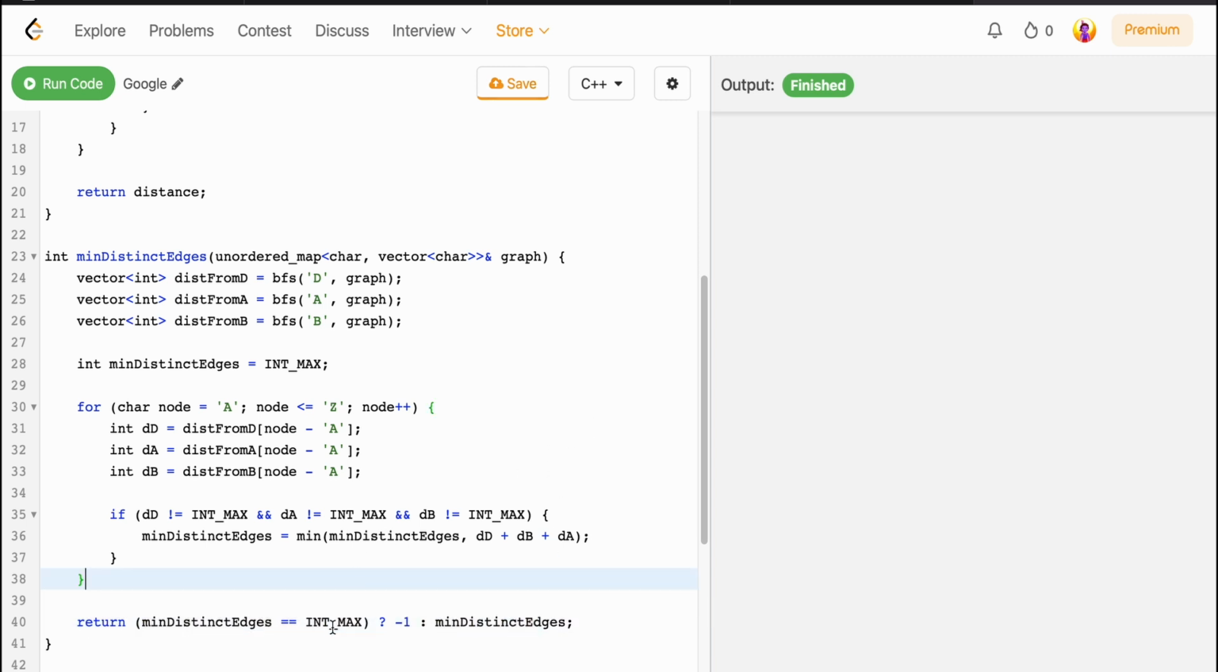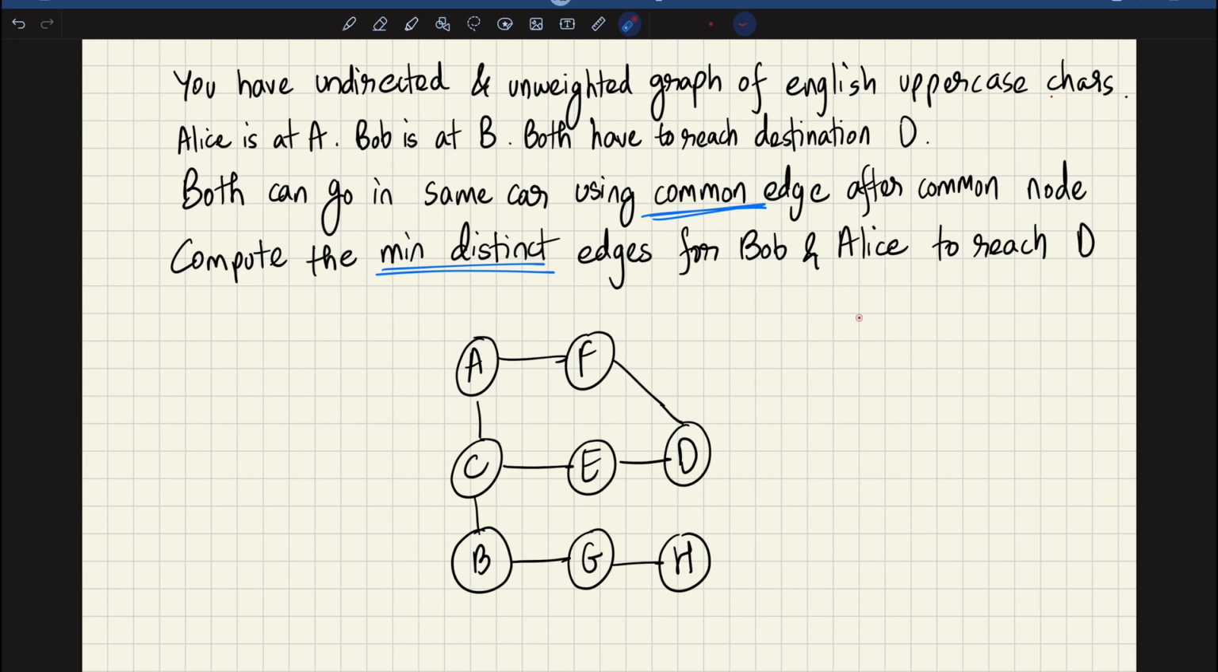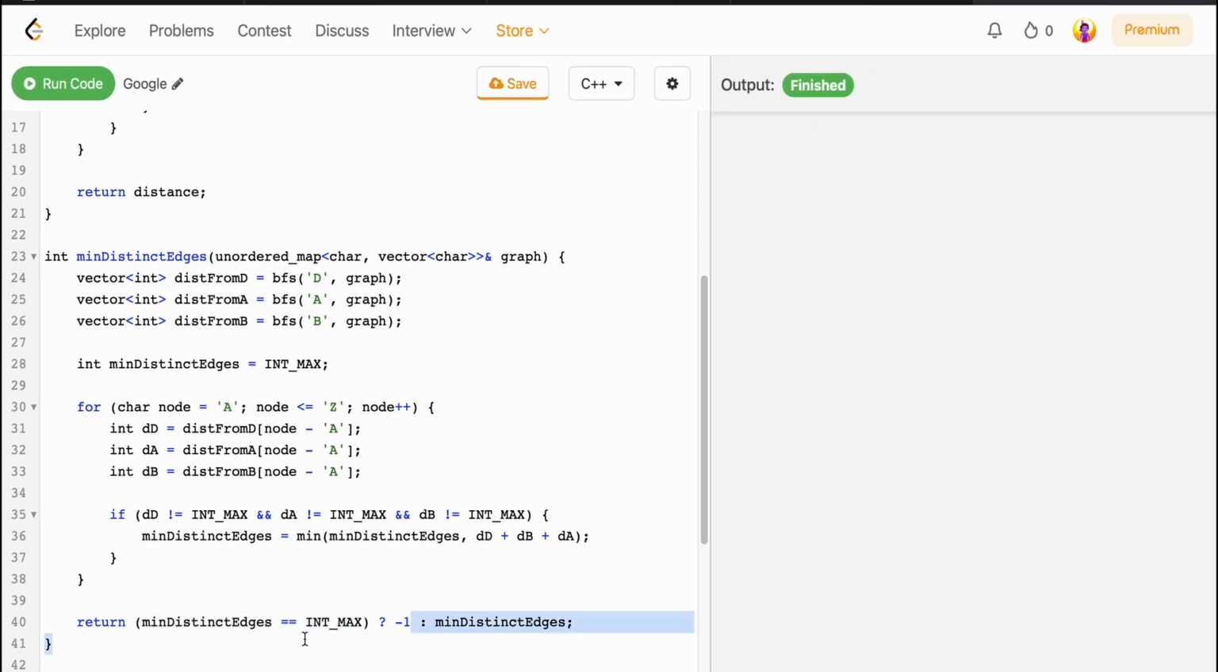So in which case will minimum distinct edges remain -1? In the case where, obviously, let's say LS can reach the destination and Bob cannot, or Bob can reach the destination and LS cannot, something like this. In that case, we are returning -1. So this was the code.